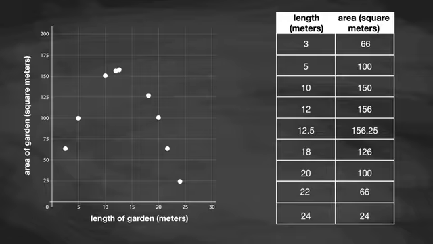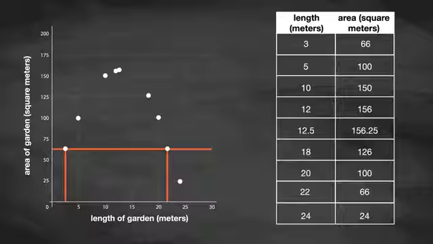Since the points have the same area, or y value, that means that with a length of 3 or a length of 22, the garden will have the same area. This makes sense because 3 times 22 is 66.